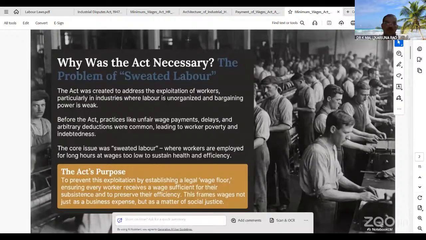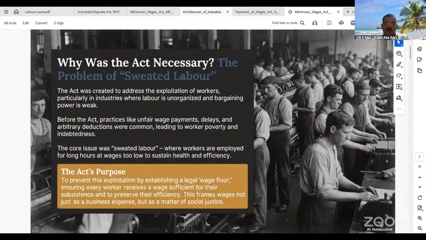Then we move to one more topic in our syllabus. Okay, one more topic.